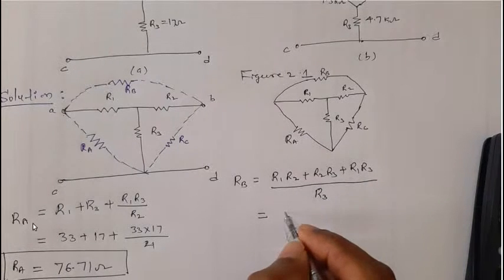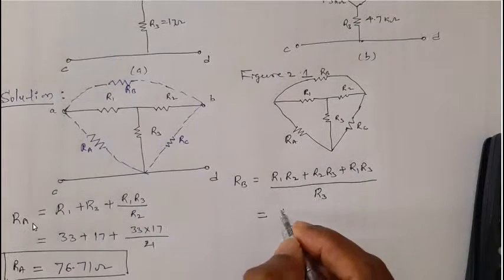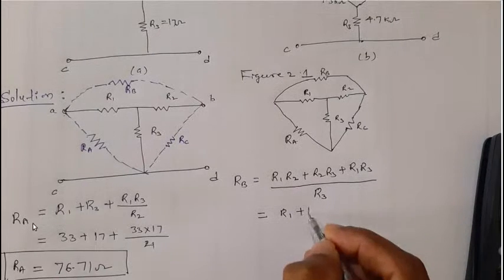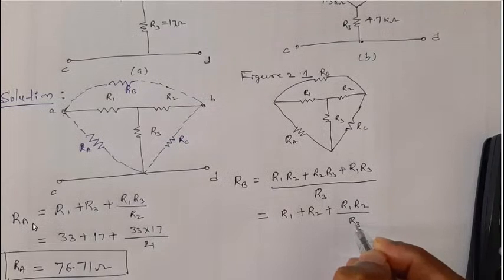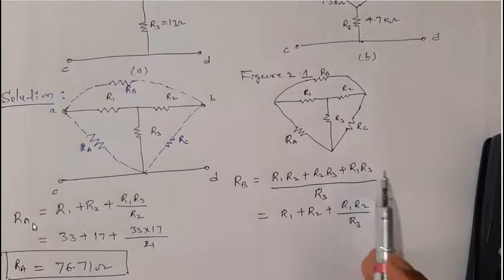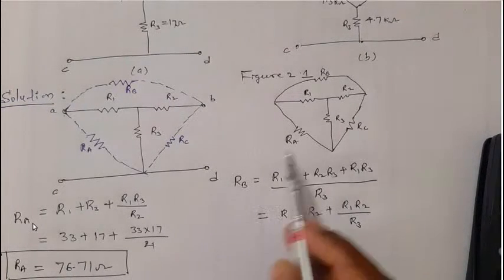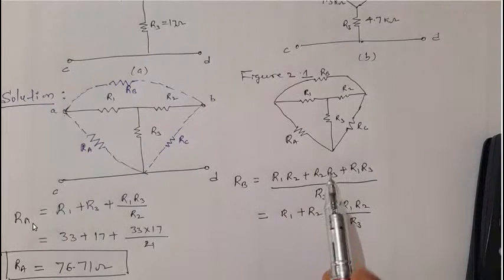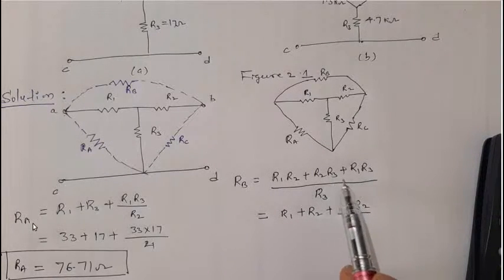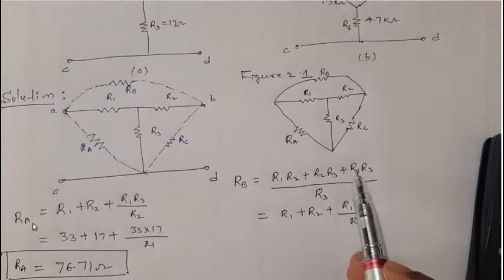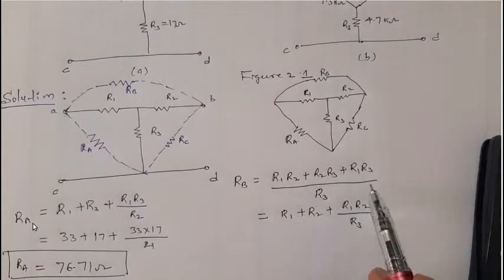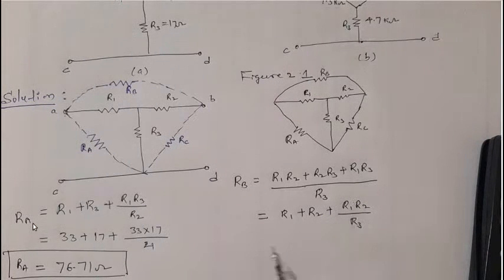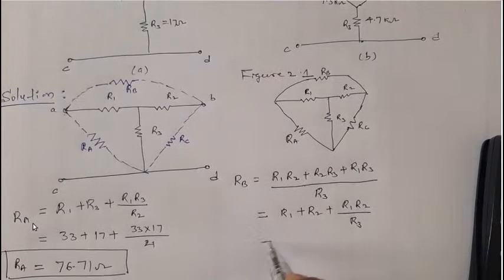How? R1 plus R2 plus R1 R2 divided by R3. Either you remember this or you remember this. If you remember this, you can compute R1 R2 plus R2 R3 plus R1 R3 once, divided by R2 here, and divided by R3 here, and for RC you will get whole divided by R1, right? However you wish, anyway I have written like this.